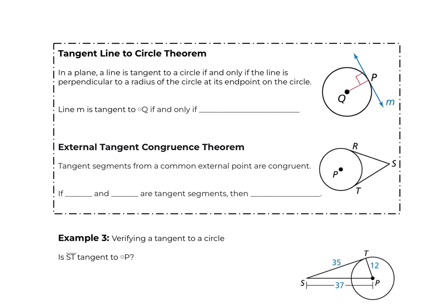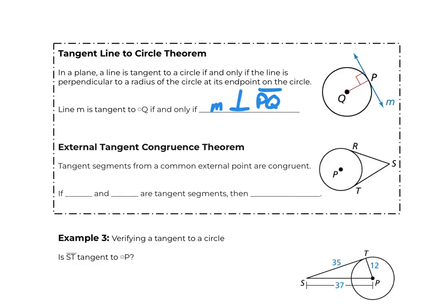Okay, if we have a radius, QP, that intersects a tangent line, which in this case would be line M, then a radius and a tangent will always form a right angle, okay? So we have to know this is the radius, we have to know this is a tangent. If that's the case, then line M is perpendicular to radius PQ.